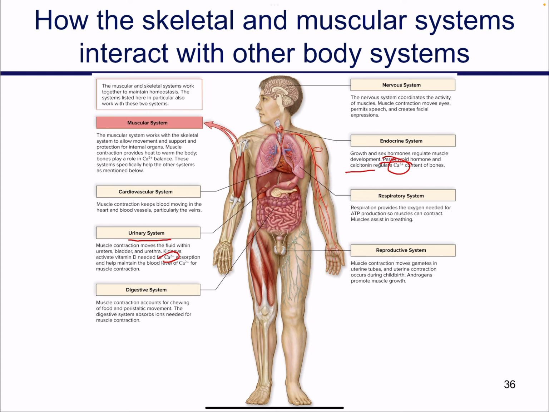What else do I need to say? Oh, calcium also plays a very important role in the nervous system, while the nervous system is sending impulses for the muscular system to contract.